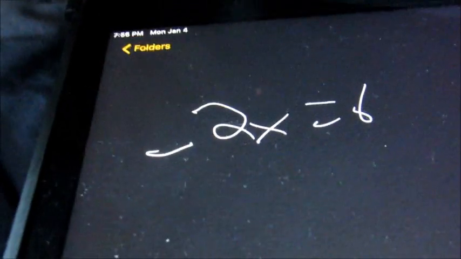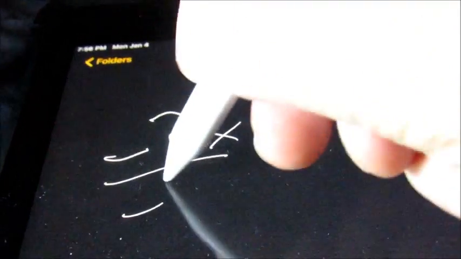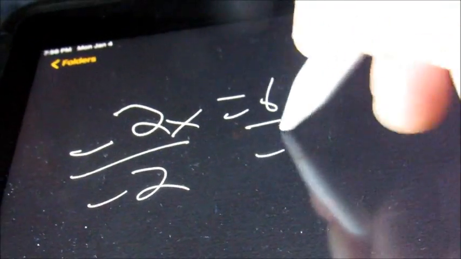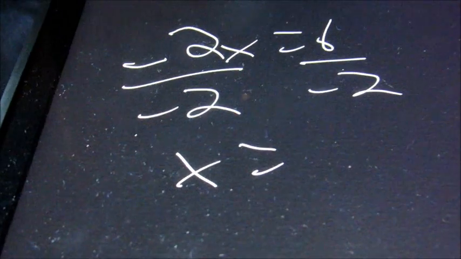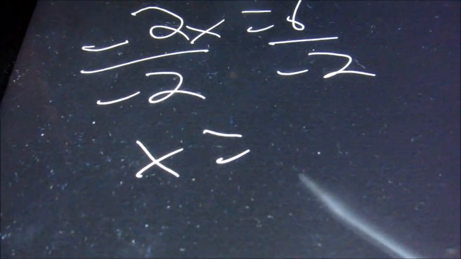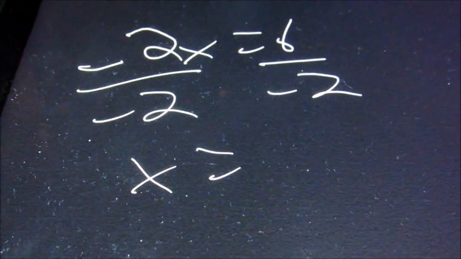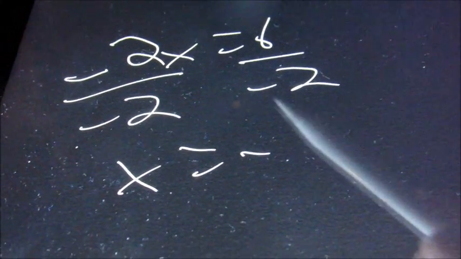So let's do one that has a little bit more. Say we have negative 2x equals 6. So we have a negative number in front of the x, so we're going to divide by that whole thing, the negative 2. Divide both sides by negative 2, we get x. Negative 2 divided by negative 2 is just 1. We're left with x. 6 divided by negative 2 is going to be a negative, because positive divided by negative is negative. 6 divided by 2 is 3.